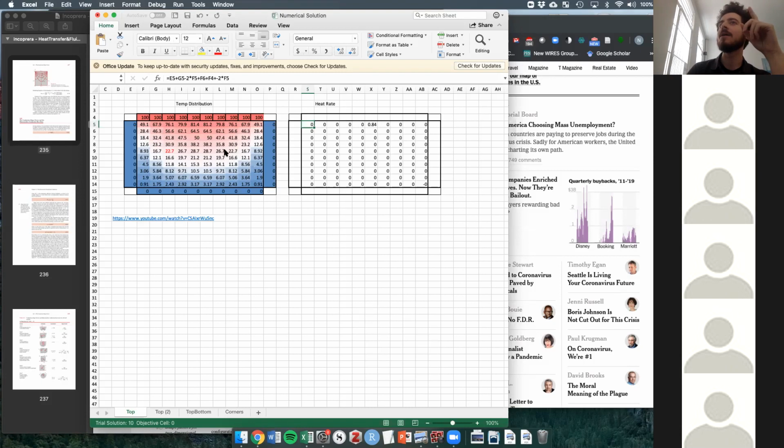So what's the relationship between isotherms, areas with this constant temperature, and heat flux? Does heat flow along the isotherm? Thank you. No. Yeah, it flows across the isotherm. It's always perpendicular. Heat flux is always perpendicular to places where there's constant temperature.